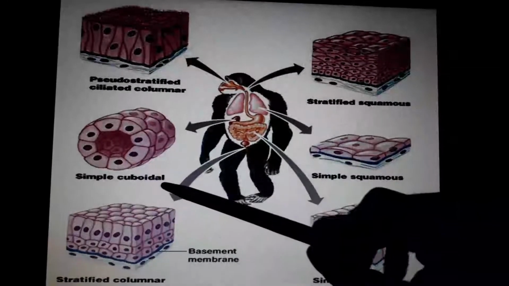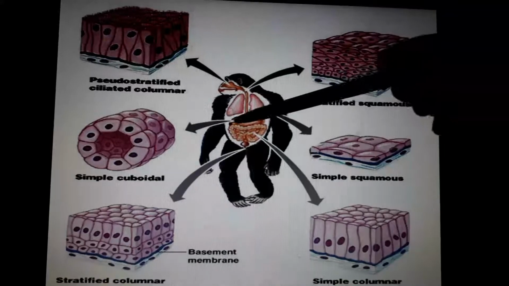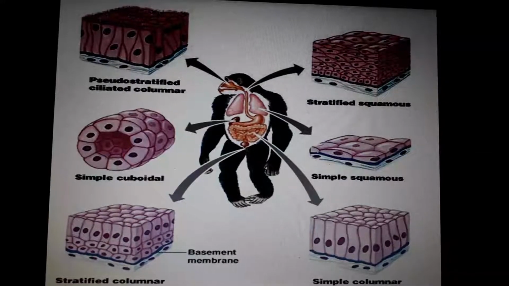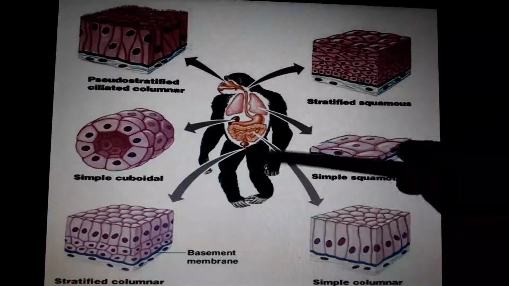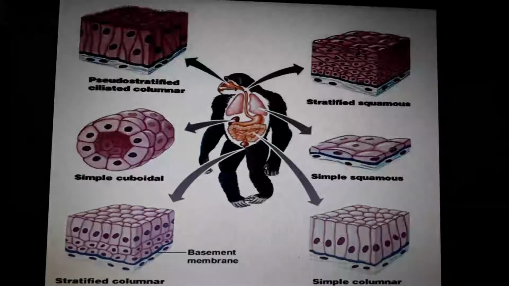Cuboidal, where? Kidney. Okay, this is kidney. Actually, it is not properly defined. It is simple cuboidal, which is in the kidney. Stratified columnar is present in the anus. Anyway, in the notes, everything will be given very definitely. This picture is actually not correct, I think.